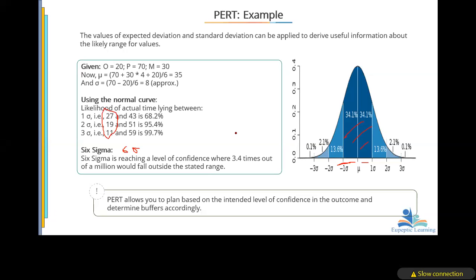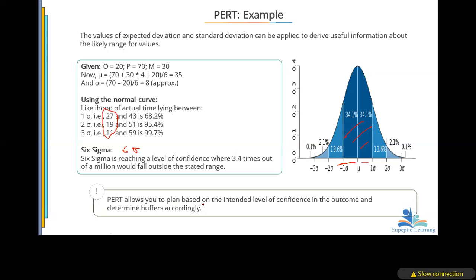So if your company is in the automobile industry, or whatever industry it finds itself in, whatever it produces, if it's able to produce a million of them, we expect that the defects will be just 3.4. We'll talk about this in quality management.